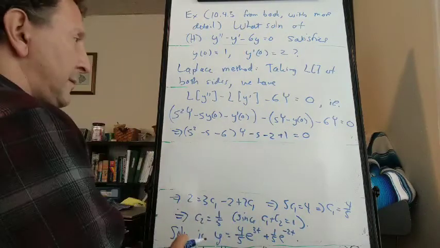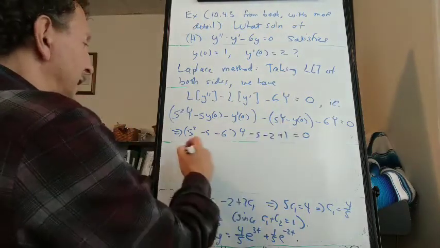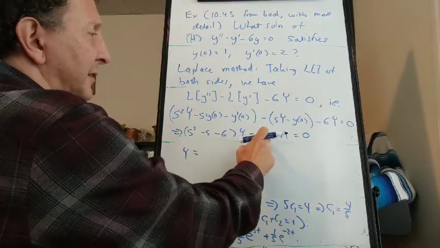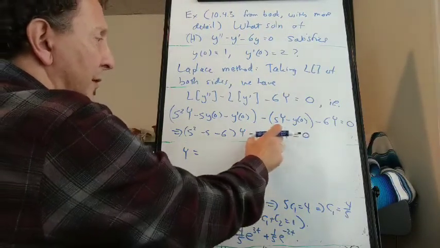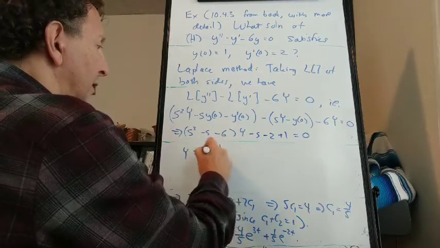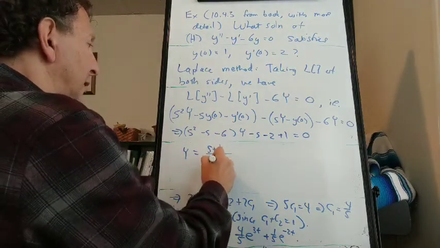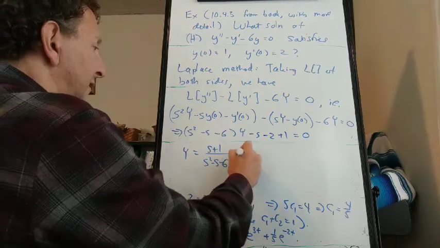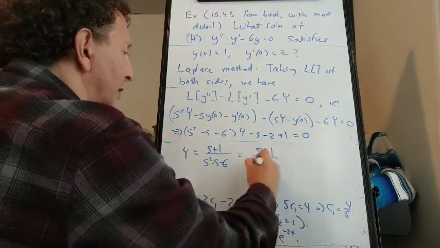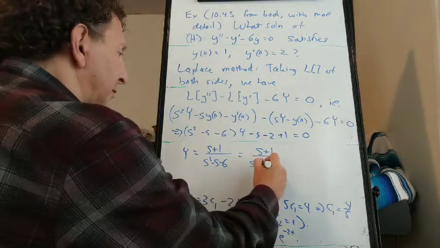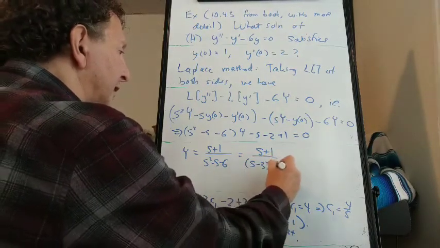So if we put all this on the right hand side, we have, let's see, minus s minus 1, so we have s plus 1, and then divide by what's next to Y, over s squared minus s minus 6. So that's s plus 1 over s minus 3, s plus 2.